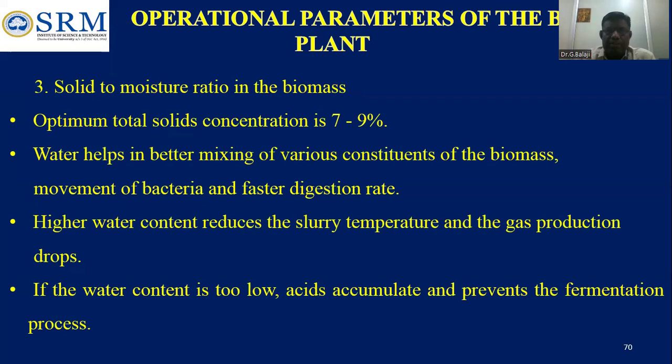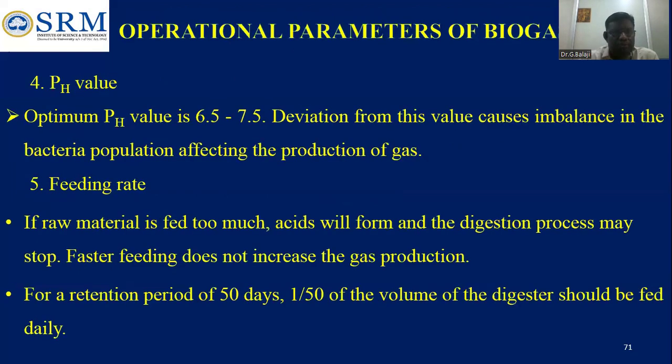What we have seen in the first point, low temperature will reduce the reaction. So here, if the water proportion in the mixture is more, the gas production and digestion rate will decrease. With less water, acids will accumulate, which will also prevent the further fermentation process. So here we have to go for the optimum ratio.